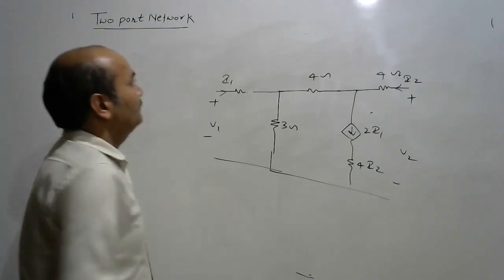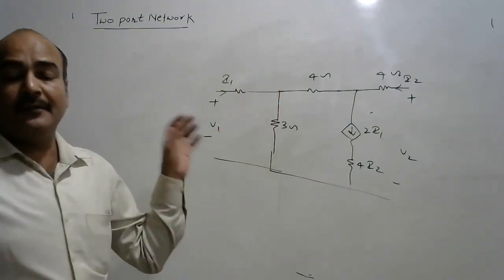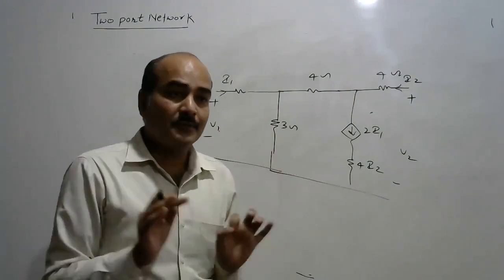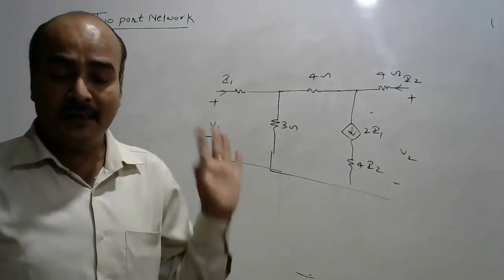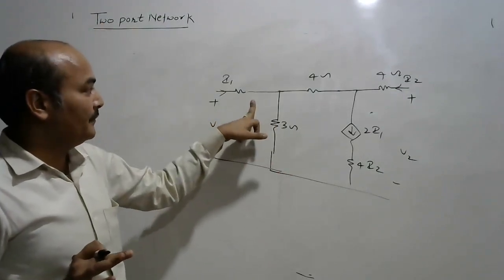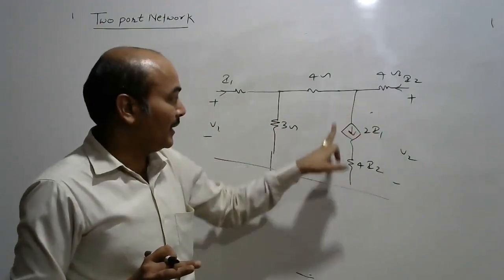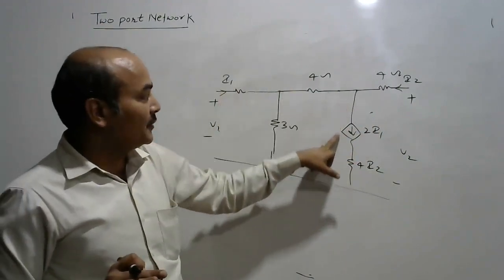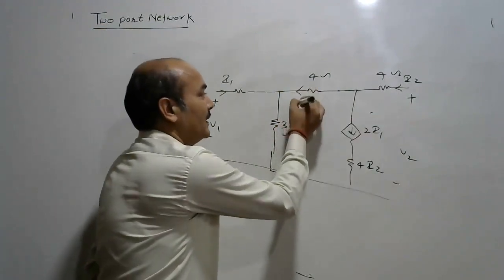So see here, first, what is our target? You can find the current in each branch, but your motive is to find V1 as a function of I1 and I2, and V2 as a function of I1 and I2. I1 current is here and I2 is here. There is a current dependent current source, because that is a current source depending upon this current. So the current in this branch is 2I1. So this is I2. What is the current here?